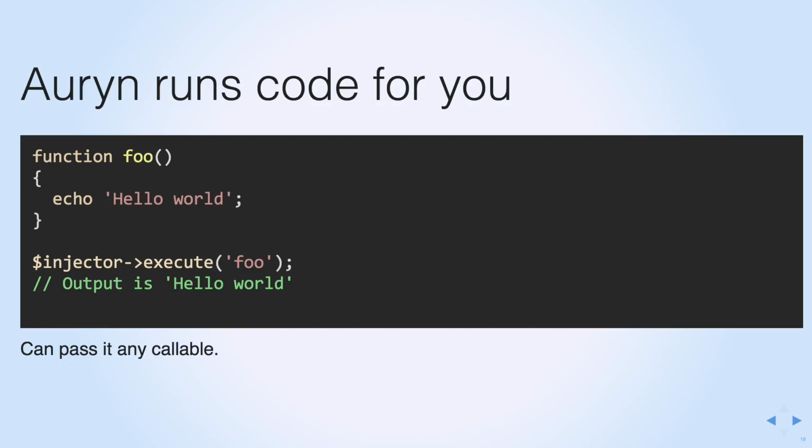We've got a function foo. We're asking the injector to execute it, and because there are no parameters, it just executes it without doing anything else.